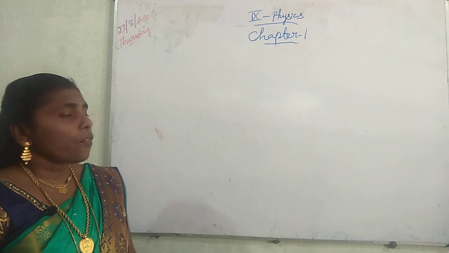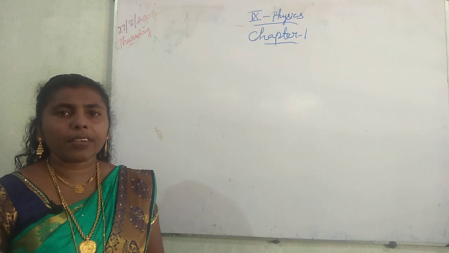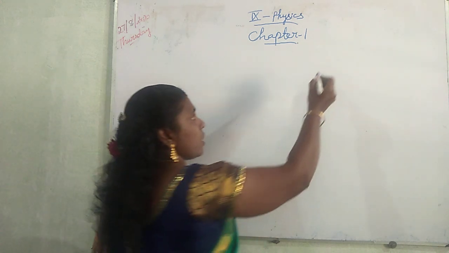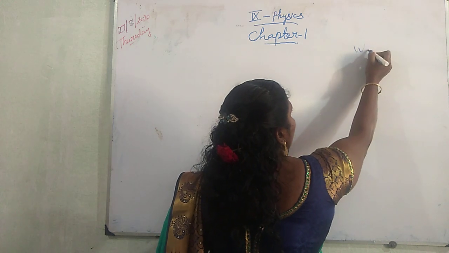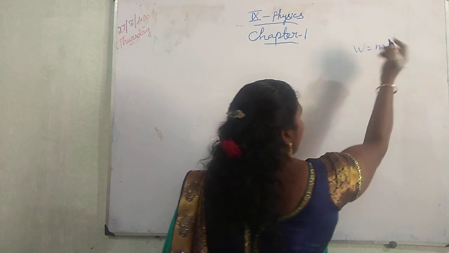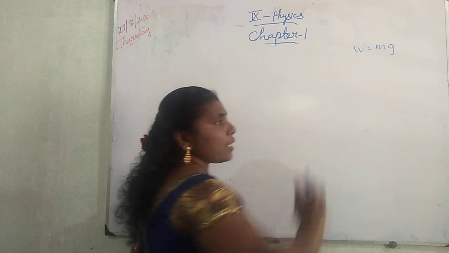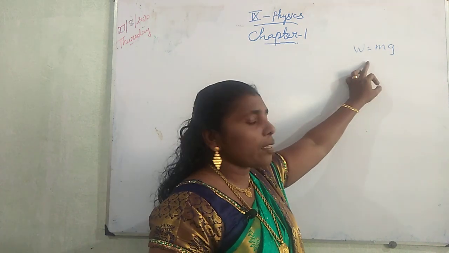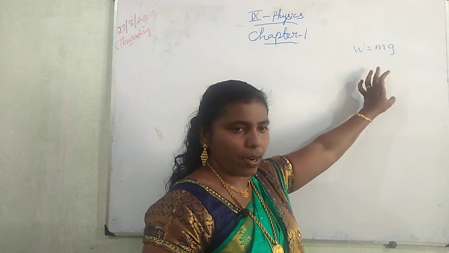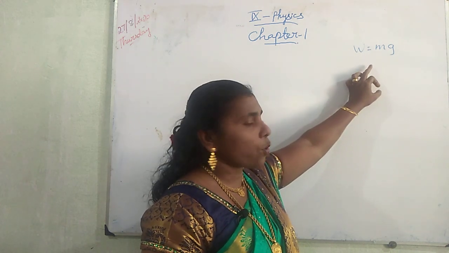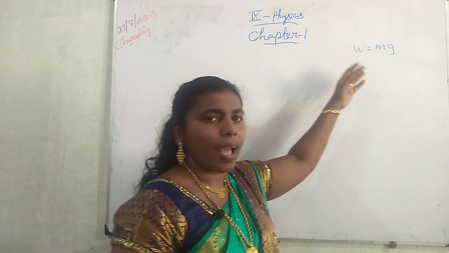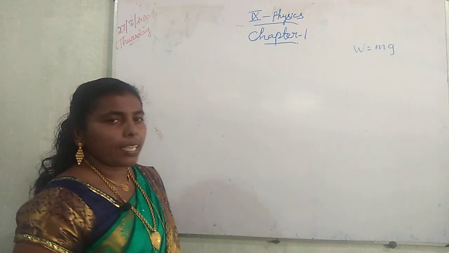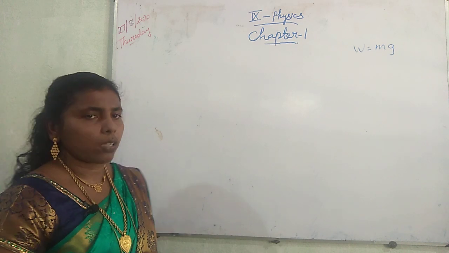Now weight. Weight is a derived quantity. Already we have learned the formula for weight. What is the formula for weight? W equal to mg. W is weight, m is mass, g is acceleration due to gravity. So we say weight is a derived quantity. Why do we say derived quantity? Because we use a formula and derive it. So weight is a derived quantity. Let us see the differences between mass and weight.